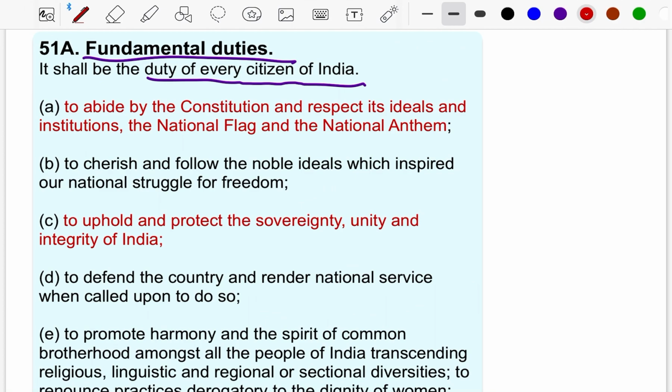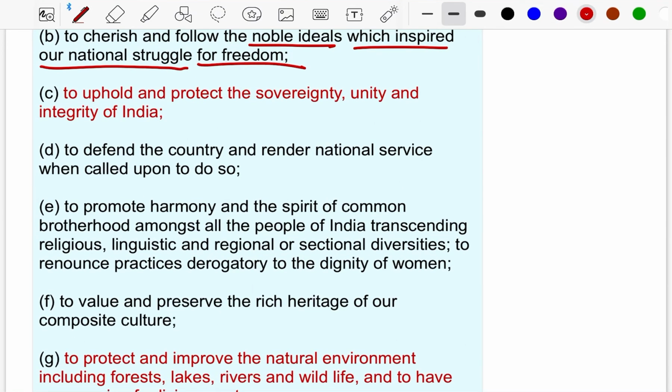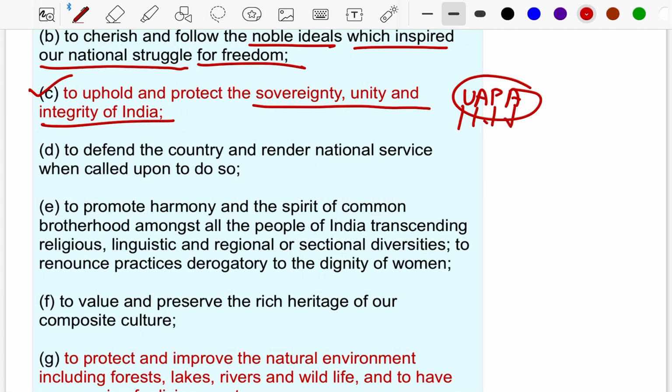The next fundamental duty is to cherish and follow the noble ideals which inspired our national struggle for freedom. I hope you understand it. Let's move to another one. C. To uphold and protect the sovereignty, unity, and integrity of India. If you are not upholding the sovereignty, unity, and integrity of India, if you are doing any violence or punishable offense, then you will be booked under it. There is the UAPA, the Unlawful Activities Prevention Act, which says that if you are distorting the sovereignty, unity, and integrity of India, you will be put behind bars. So keep that in mind.